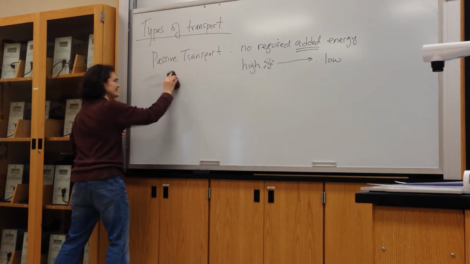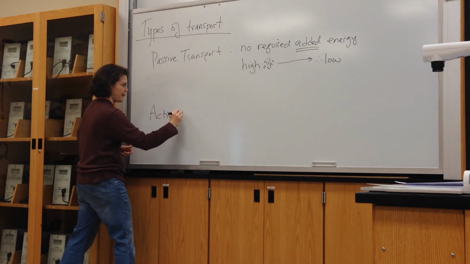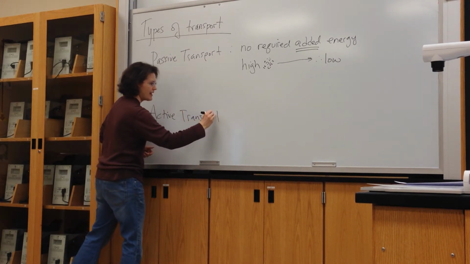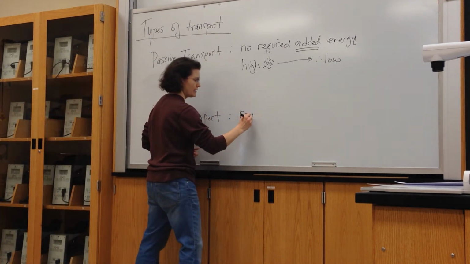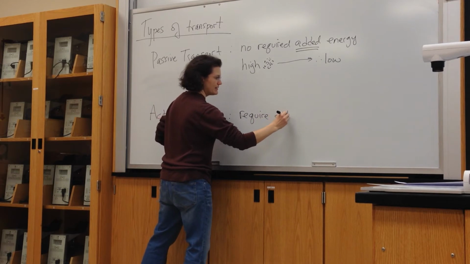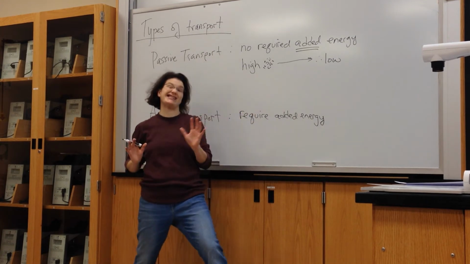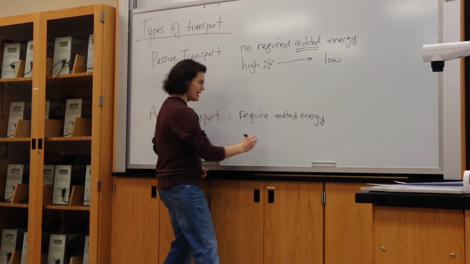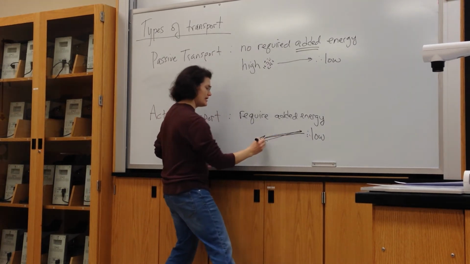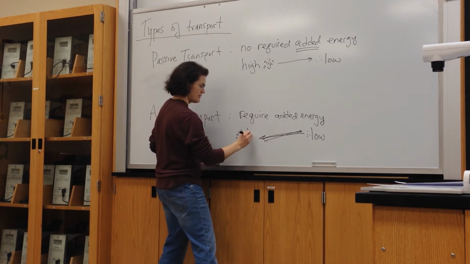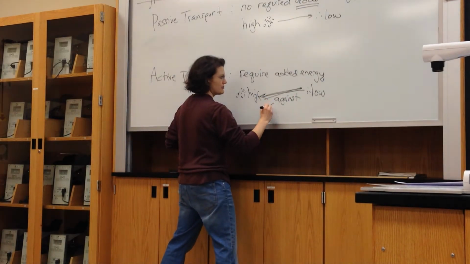And now, active transport. Active transport requires energy for this to happen, so we have to add energy. The reason is because now we're going against the concentration gradient. Now we're going from low back into high, so we're going against the concentration gradient.